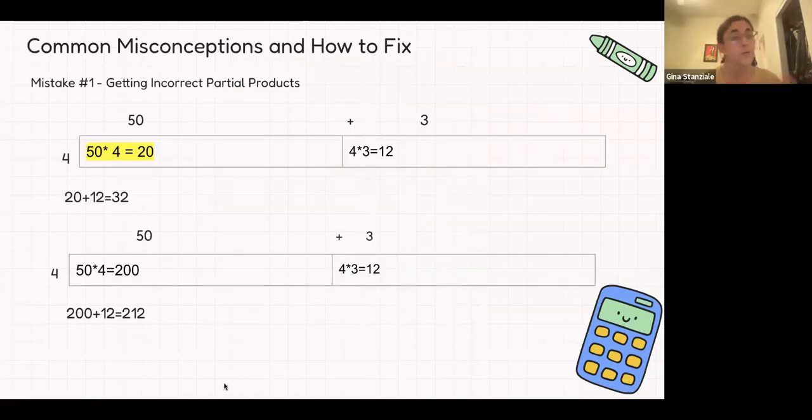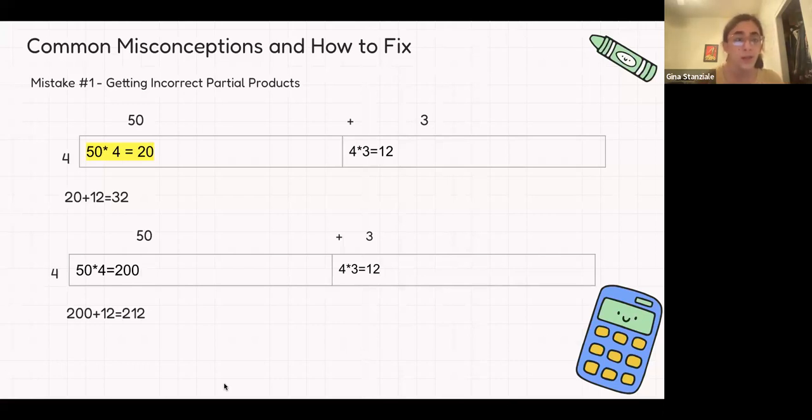Okay, so we've talked a lot about box models so far for this lesson, and I thought it would be a good idea to discuss some common mistakes students make and how to fix them. So the first mistake is getting incorrect partial products. So oftentimes what they'll do with these area models is they'll multiply wrong, so their final product comes out wrong.